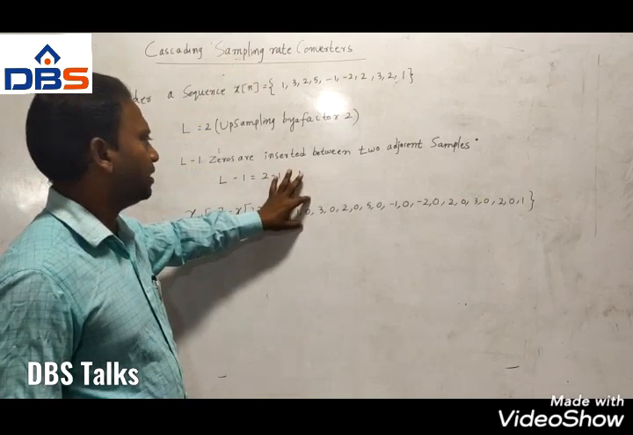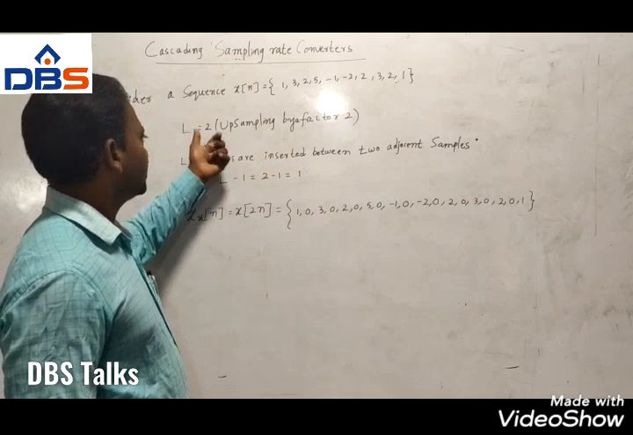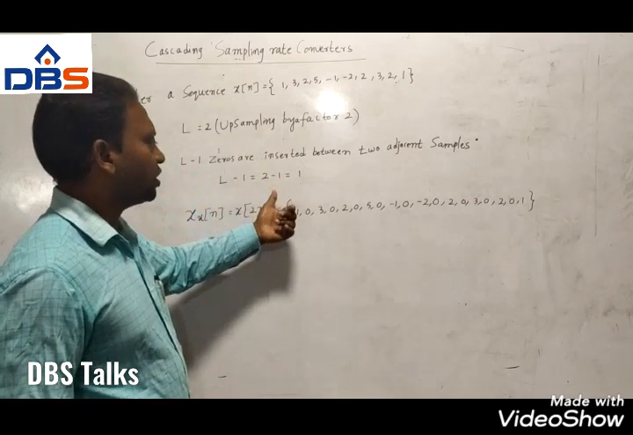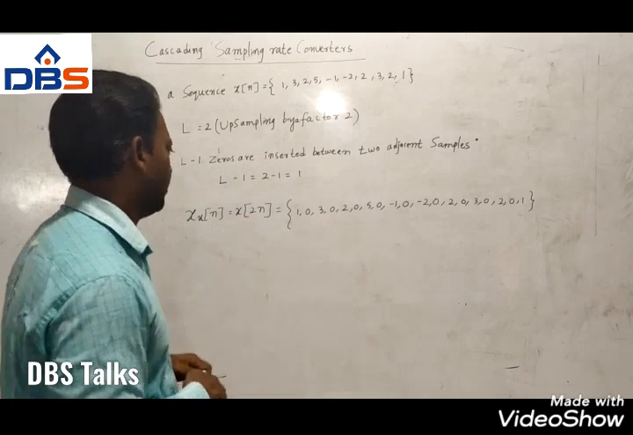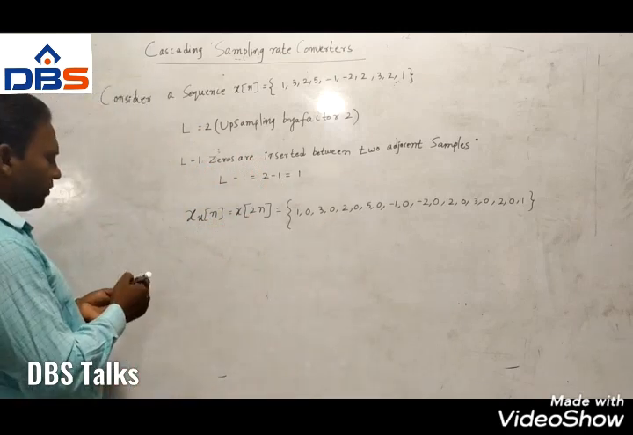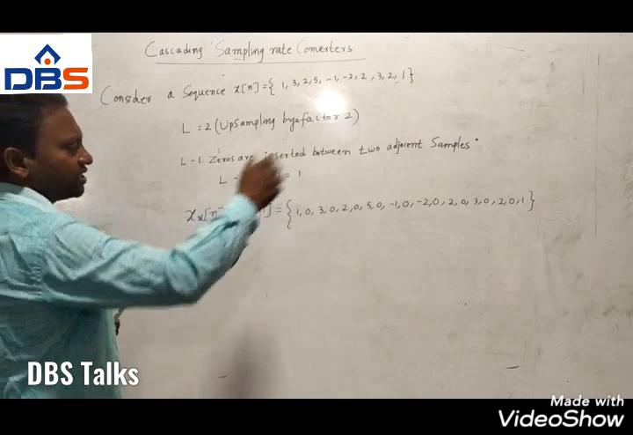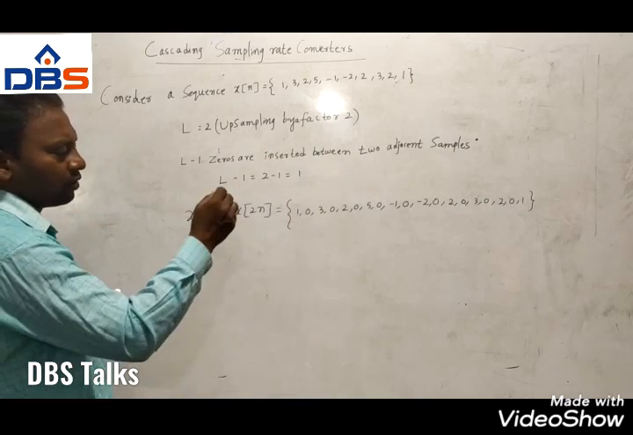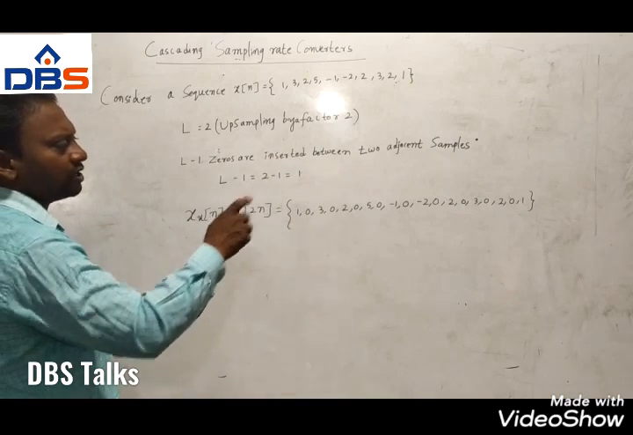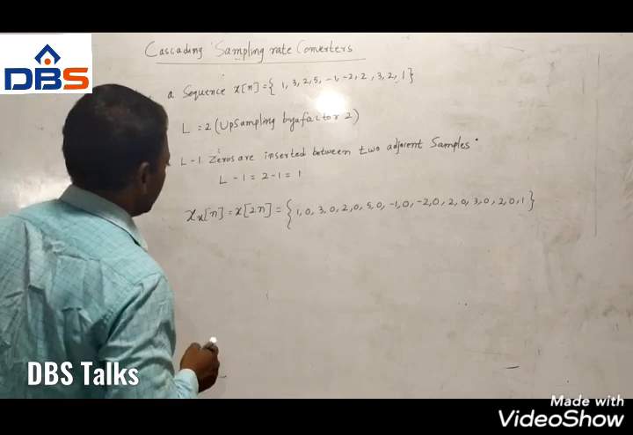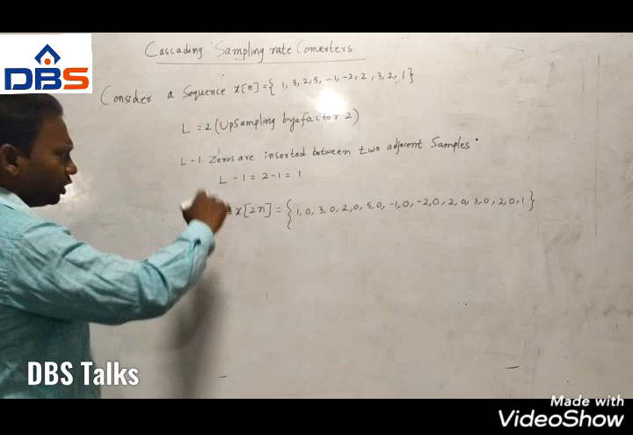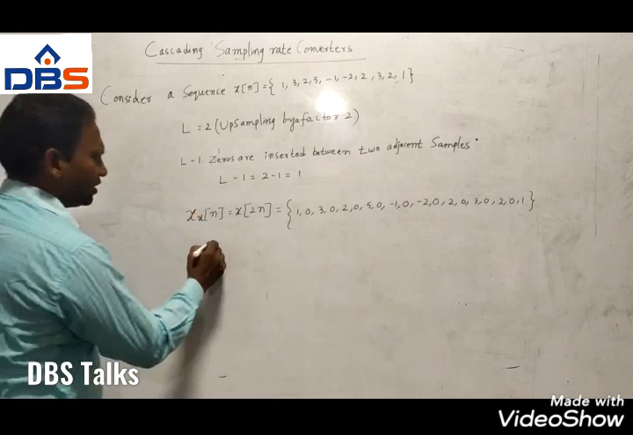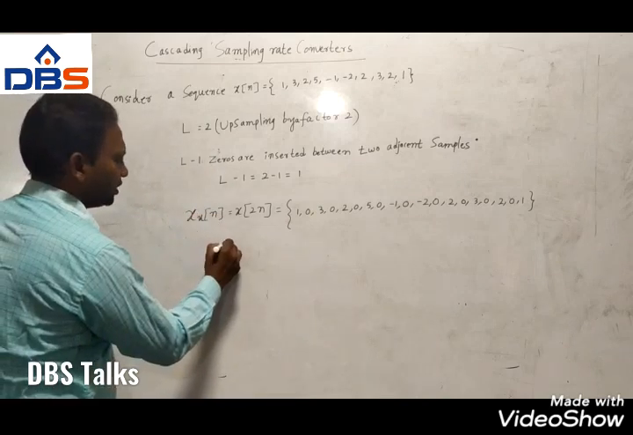And what is upsampling? L is equal to 2 means we have to insert 1 zero between two adjacent samples. L is equal to 3 means we have to insert 2 zeros between two adjacent samples. Now after this, what we do is downsampling by a factor M is equal to 3.